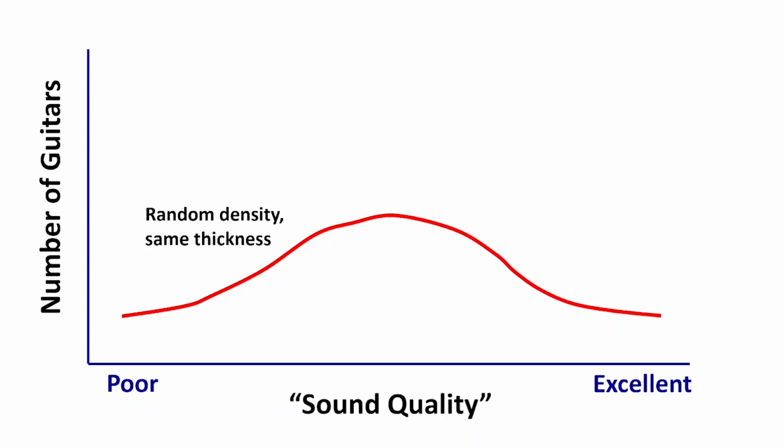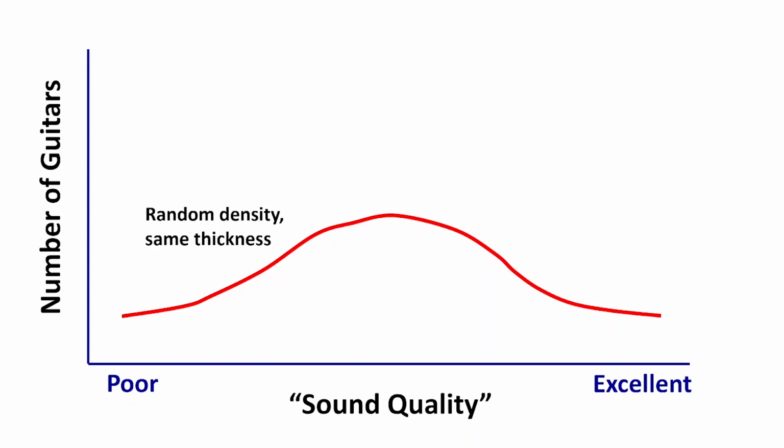And subjectively, down here on the x-axis, I have sound quality, whatever that means, however you want to judge it. Let's just say that an excellent sounding guitar would be over here on the right, and a poor sounding one would be over here on the left. And the y-axis is the number of guitars that would fall in any of these categories. All right, so this is for a random density, same thickness guitar. I think that the shape of this curve would be kind of like a bell curve. You have a lot in the middle that have kind of average sound.